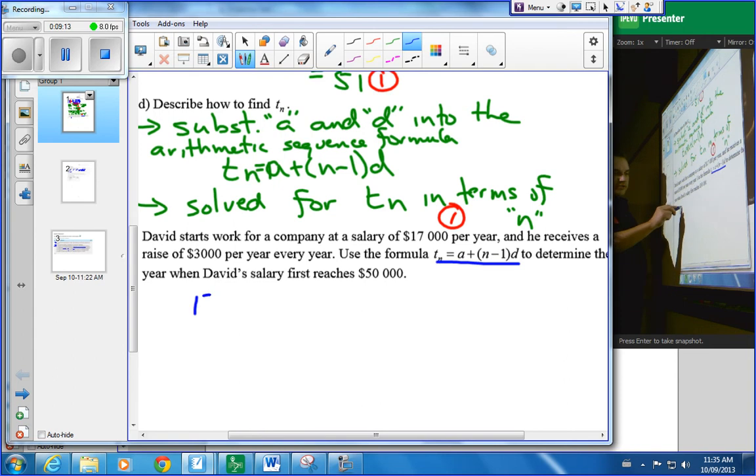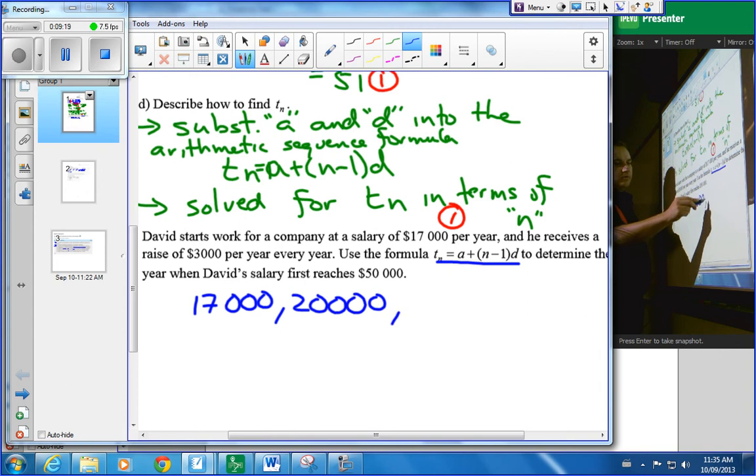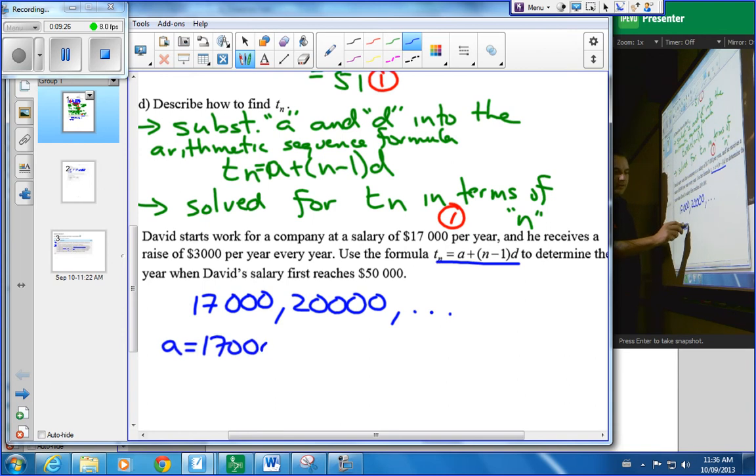So I'm just going to write out the first couple. Okay? So there is our sequence. So A is 17,000. D is 3,000. I had somebody ask, well, if he gets it every year, wouldn't he get 20,000 right away? Well, no. Doesn't make much sense. If they're going to say, well, we'll give you 17,000, but we're going to give you a bonus before you start, why wouldn't they just say we're going to start you at 20,000, right? So you're going to work for the first year at 17 and then add 3,000 per year.